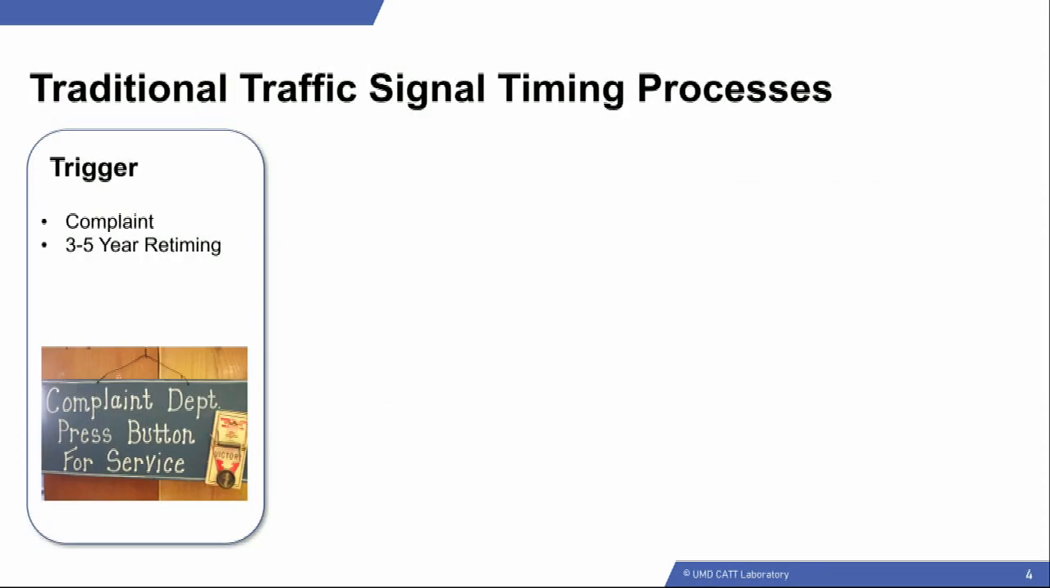This is the example of the traditional traffic signal timing process. It starts very linear. It starts with a trigger. It could be a complaint. A lot of traffic signals are retimed on a 3 to 5 year process. So there's some kind of a start trigger.